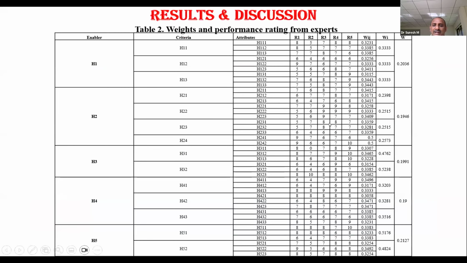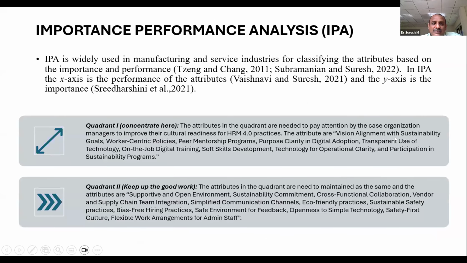So this is the data collected for the attributes, and this is the weightage we got, irrespective of the industry. It is based on the attributes weightage, criteria weightage, and then enabler weightage. Then we can perform the importance performance analysis, based on the 4 quadrants into which we are splitting those attributes.